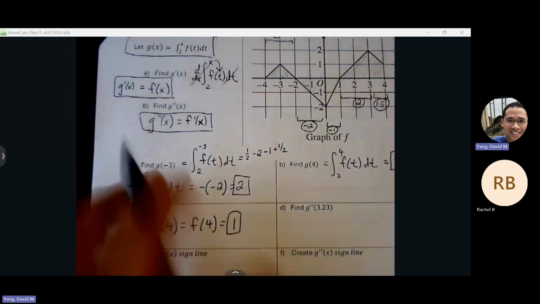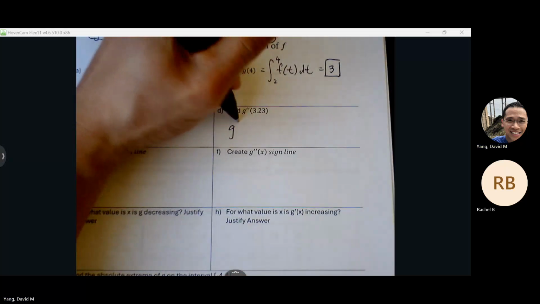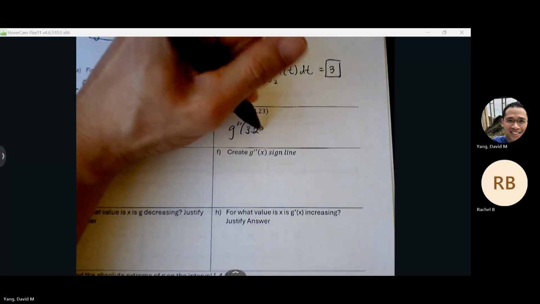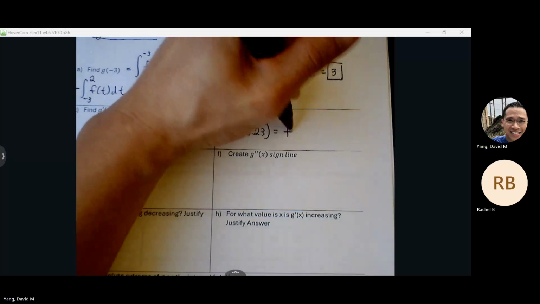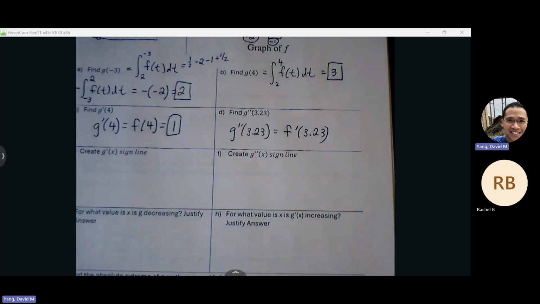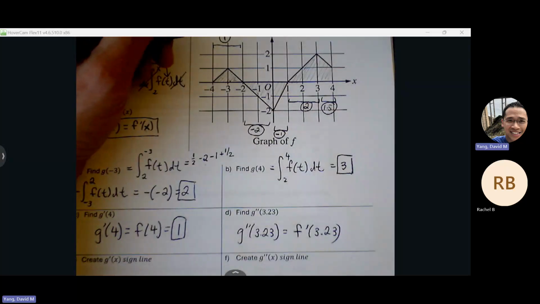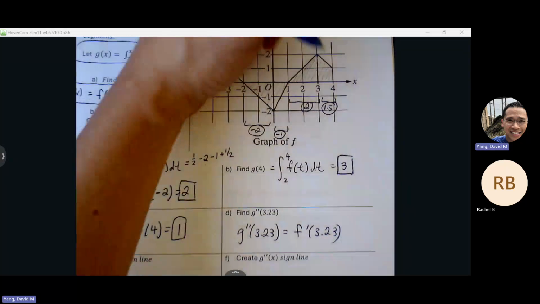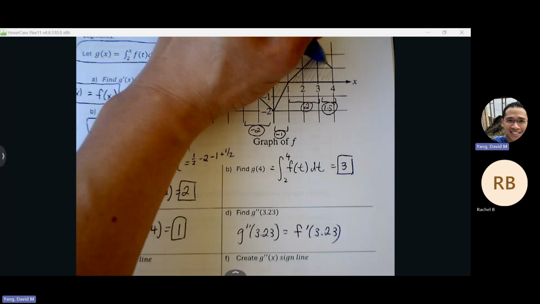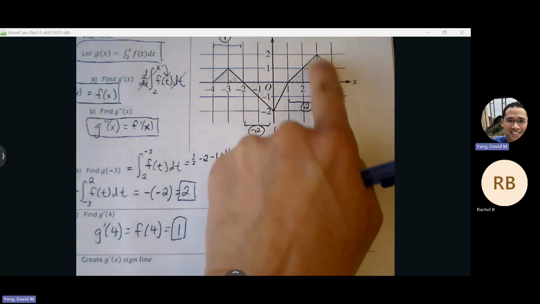All right, G double prime. G double prime is related to F prime. Just finding 3.2 on our F graph and understanding that we're just looking for the slope. So the slope of this line segment is negative 1.